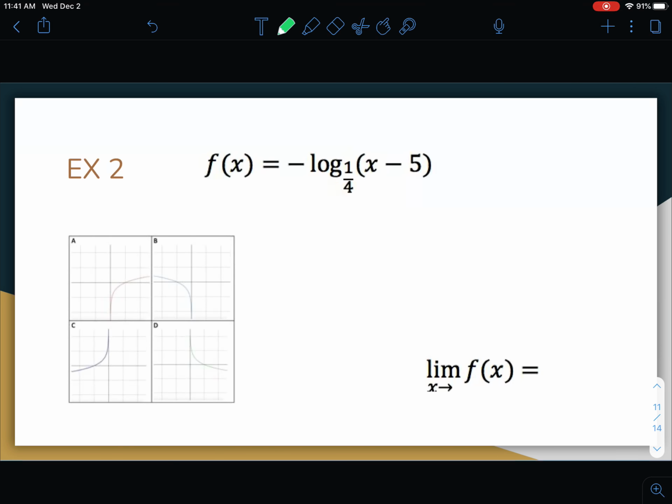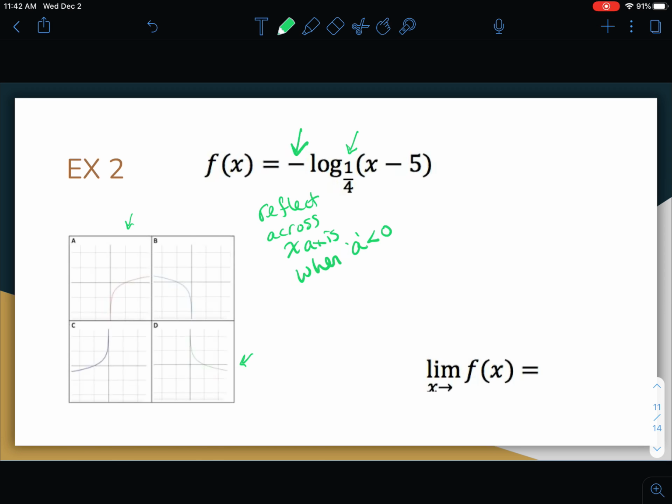Okay, so example 2 is similar. However, we have this negative to deal with, which means we are going to reflect across the x-axis when the A value is less than 0. So if our A value is less than 0, we need to reflect. Now, we already know what this base did to our graph. It looked like this. So now if we reflect that across the x-axis, it's going to have to look like this.